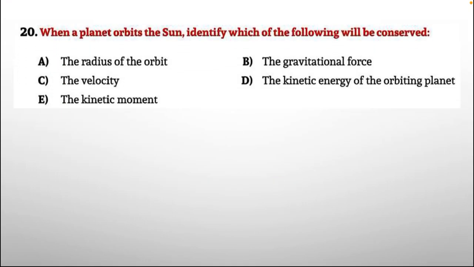Moving to the last question of our video. When a planet orbits the sun, identify which of the following will be conserved. Options are given from A to E. The radius of orbit, the gravitational force, the velocity, the kinetic energy of the orbiting planet. E. The kinetic moment.